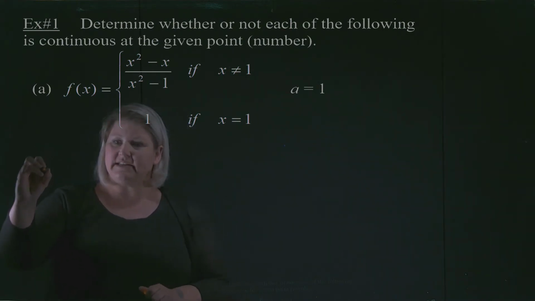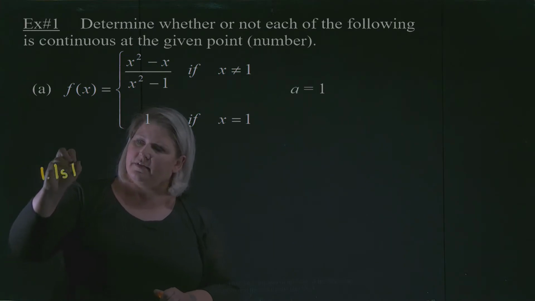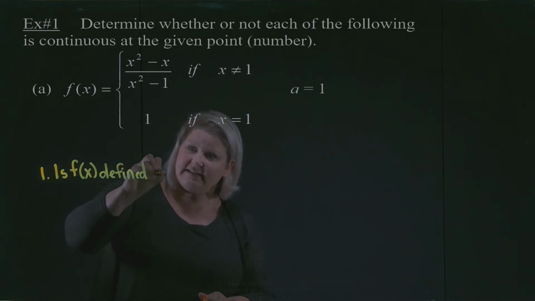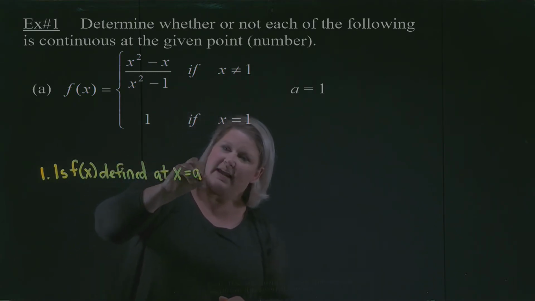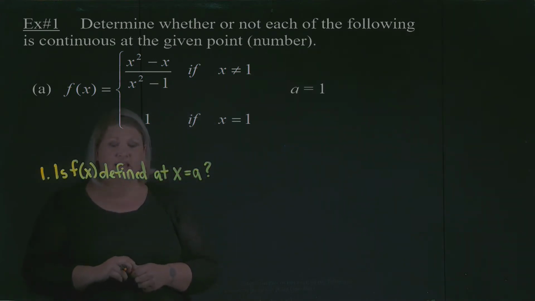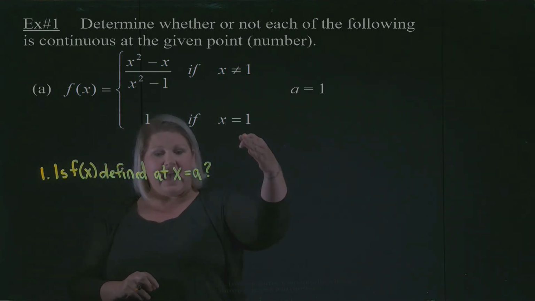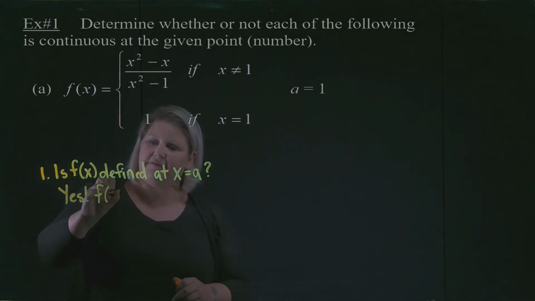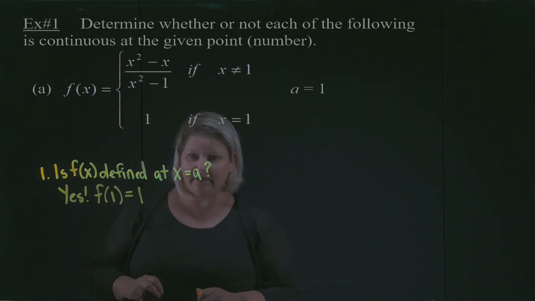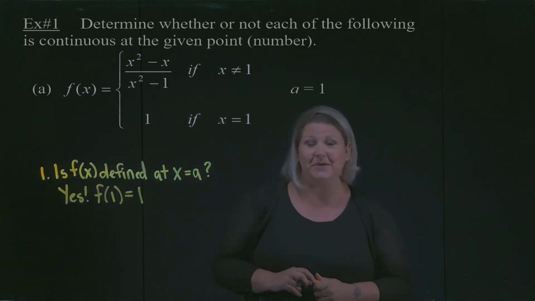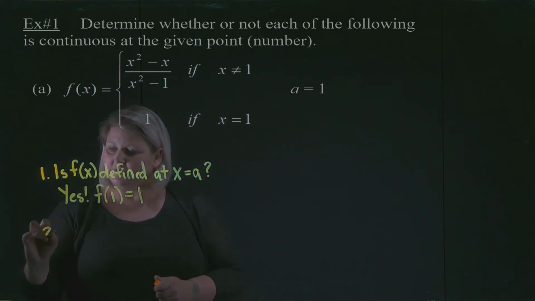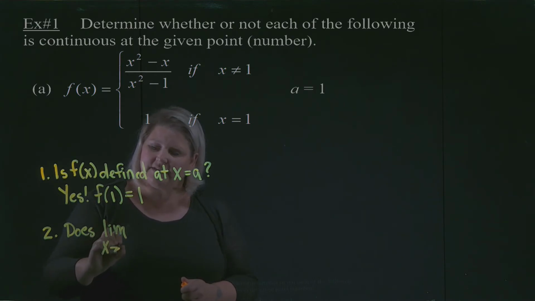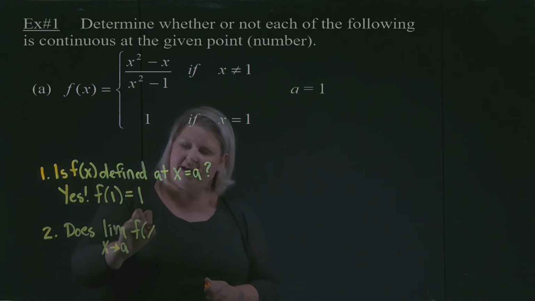Our first thing we need to see is: is f of x defined at x equals a? Well, in this case, yes. a is 1, and at x equals 1, we have this. So this is definitely a yes. f of 1 equals 1. That's defined in that second column in the piecewise function. Next, we're going to look: does the limit as x approaches a of f of x exist?